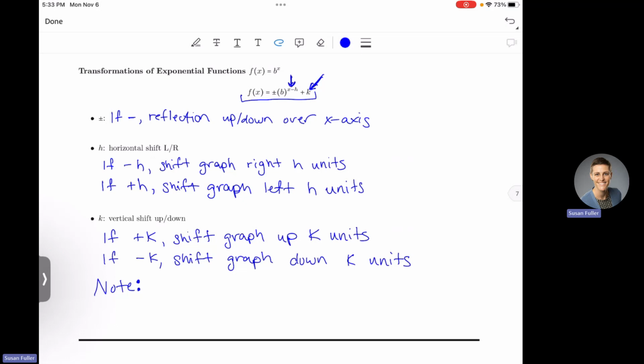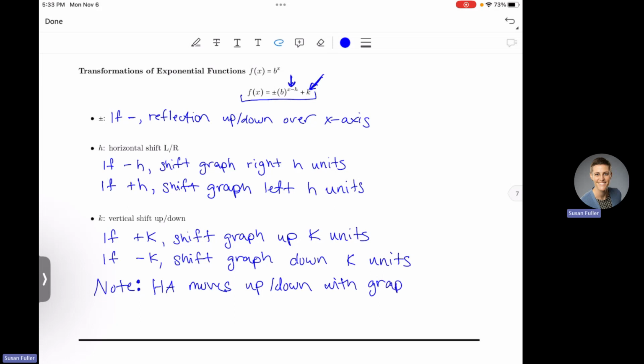If we shift our graph right or left, that's also not going to affect our horizontal asymptote. It's going to stay in the same place and just kind of shift left and right in the same place. But if we move our graph up and down, the horizontal asymptote is going to move with it. So I just want you to note that the horizontal asymptote will move up or down with your graph.